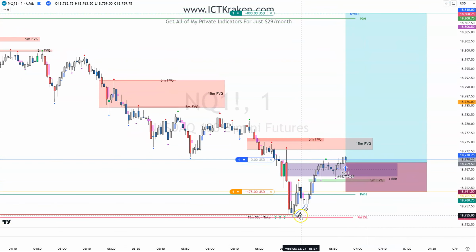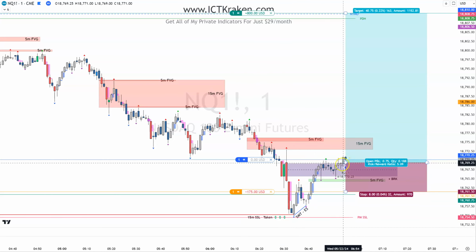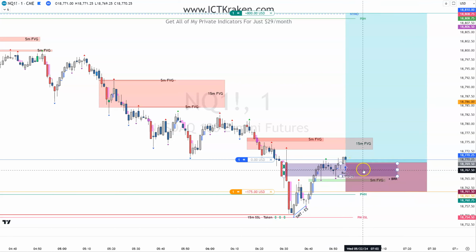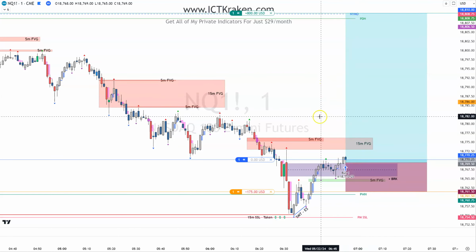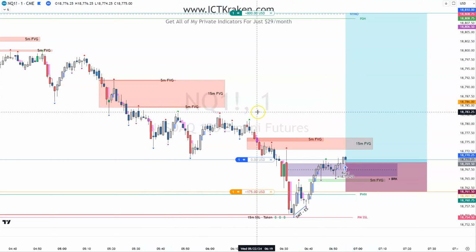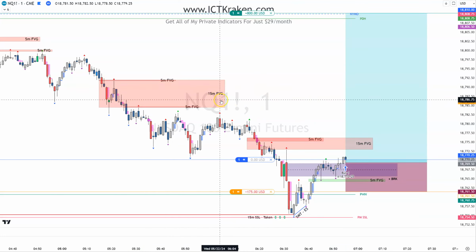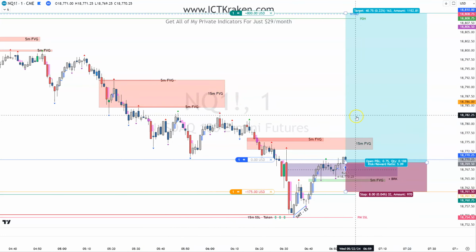Okay, we had SMT, market structure shift with this breaker block. Granted, I would like to have more displacement through it, but I'll accept it as it is. I'm only risking $175 to make 800, so that's fine. When I clear these relatively equal highs here and trade into this 15-minute fair value gap, I will move my stop to break even.